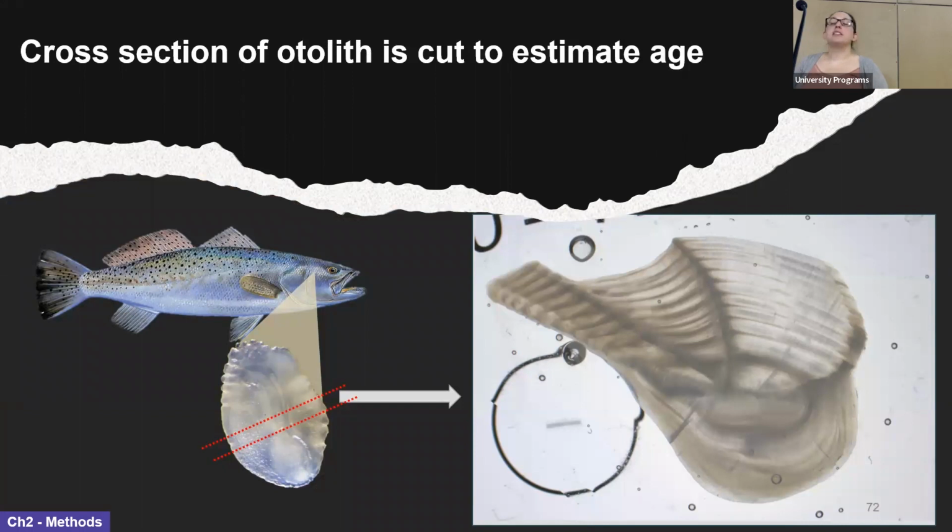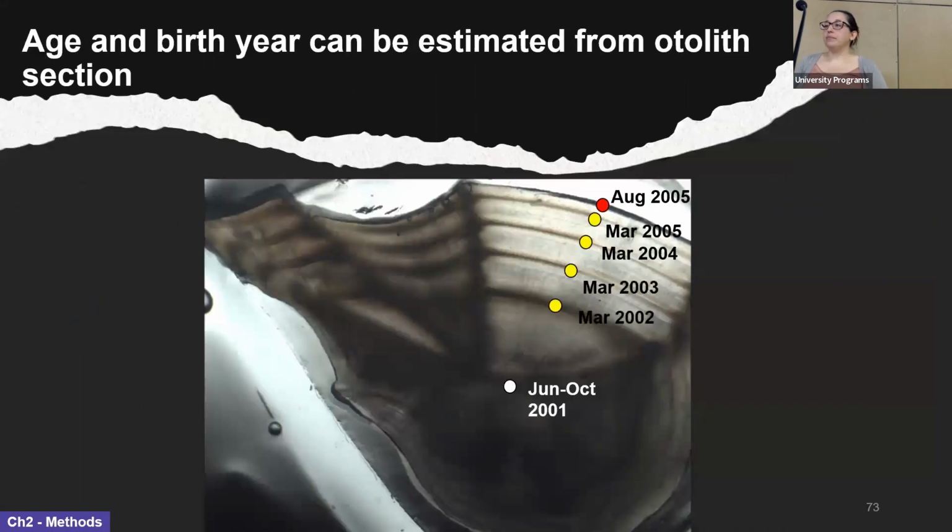For each of these otoliths, either I or someone at MRG cuts these thin sections and glues them to slides. And as I mentioned earlier, from those sections, we can determine age and birth year based on when the fish was caught. In this example, the fish was caught in August of 2005 and has 4 rings. This would mean that the fish was born in the year 2001, sometime during the spawning season, which for speckled trout ranges from June through October.